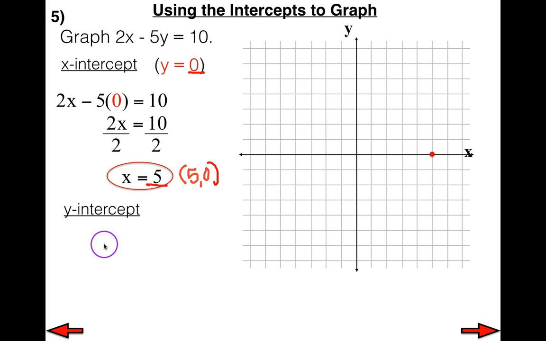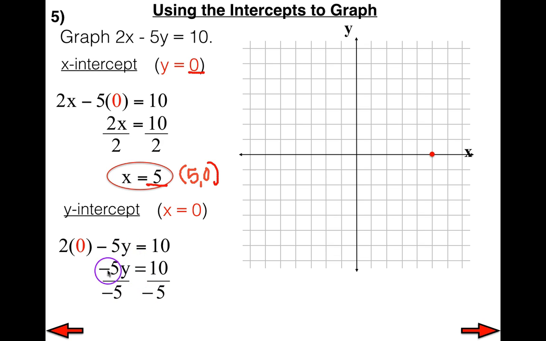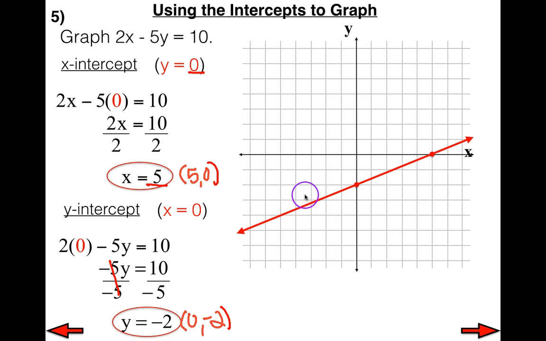Then for my y-intercept, I'm going to set x equal to 0. So I'm going to go ahead and use the equation, but instead of x, I'm replacing it with 0. I'm going to solve for y, so divide both sides by -5, and y equals -2. So here, if I wanted to figure out what the ordered pair is, it's going to be 0, comma, -2. So here, y is -2, so you're just going to plot that point here and draw your line. So notice again your slope is positive.